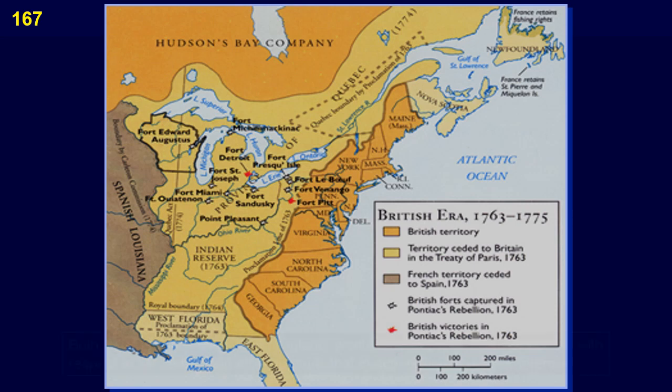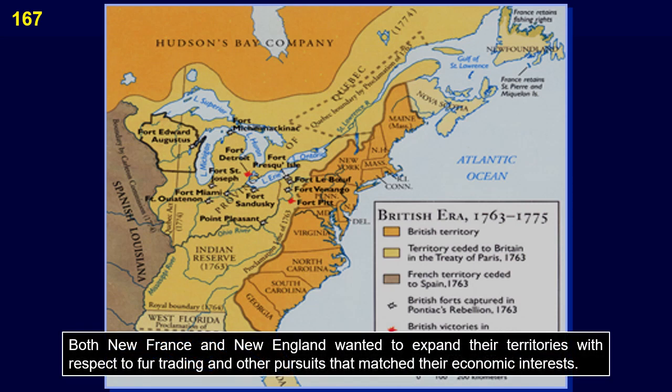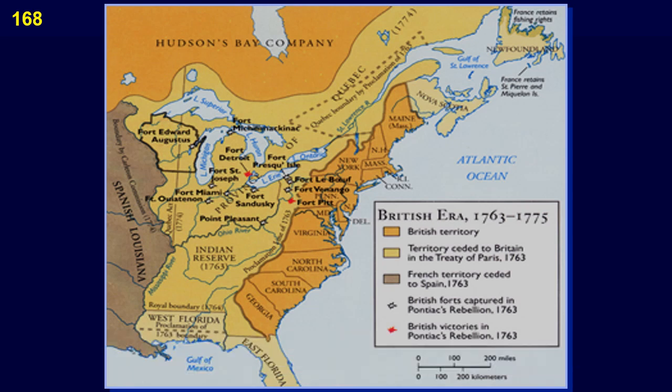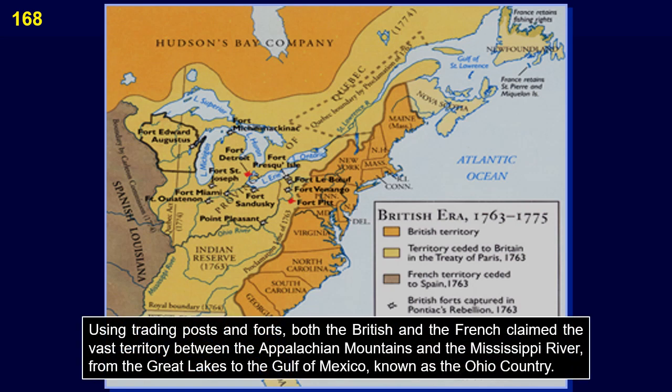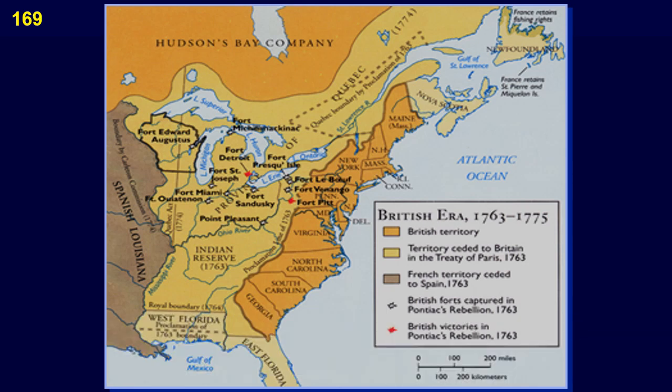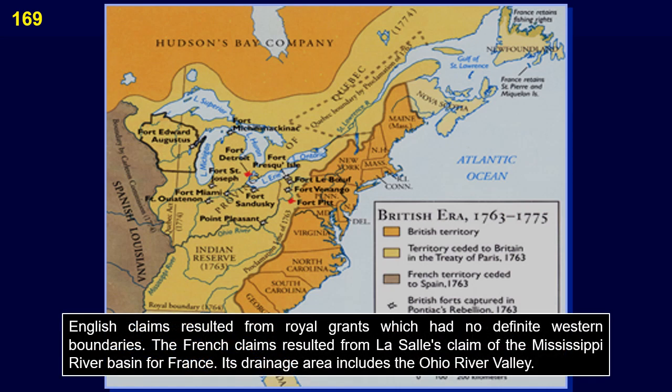Both New France and New England wanted to expand their territories with respect to fur trading and other pursuits that matched their economic interests. Using trading posts and forts, both the British and the French claimed the vast territory between the Appalachian Mountains and the Mississippi River, from the Great Lakes to the Gulf of Mexico, known as the Ohio Country. English claims resulted from royal grants which had no definite western boundaries. The French claims resulted from La Salle's claim of the Mississippi River basin for France. Its drainage area includes the Ohio River Valley.